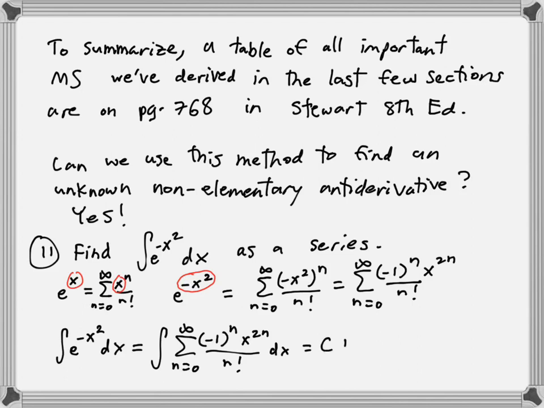So I'm going to put the plus c first. And then remember, you add 1 and then divide by that power. So it's going to be 2n plus 1. And so this is going to be our answer. There you go.